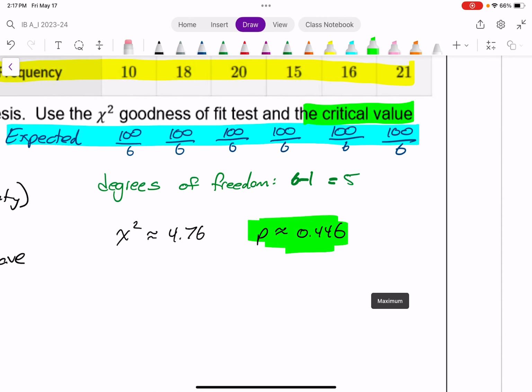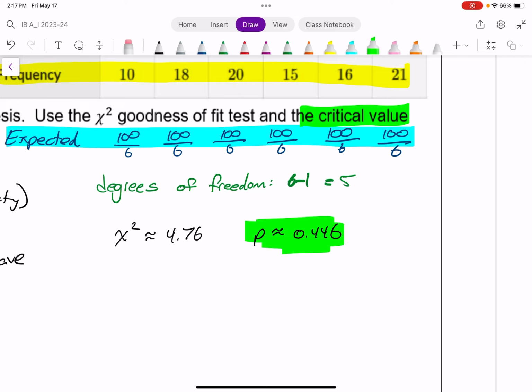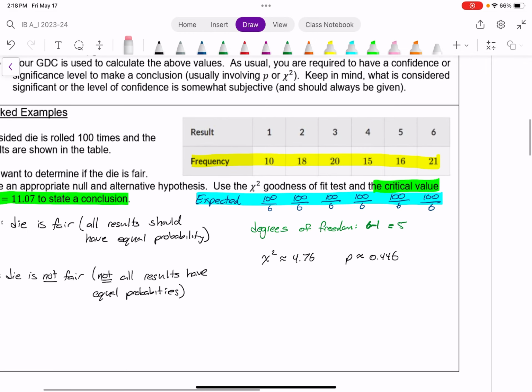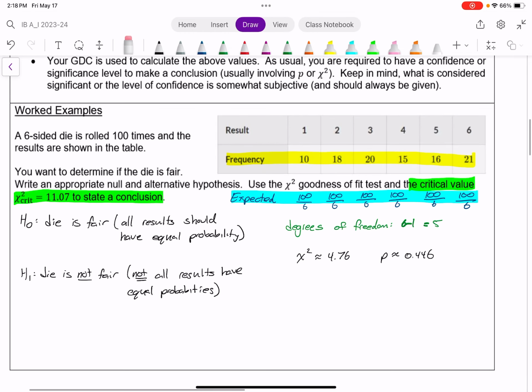Although I will say what this is telling us is that, in a percent, this is roughly 44.6%. So you can imagine this means if the dice is fair, a result like this we would expect to come up almost 45% of the time, which tells us that's not a small probability. There's actually a decent probability that this would occur purely by chance, almost 50%. But I can't use that, because we have to go with what we decided on before we performed the test, which is the chi-squared value of 11.07.